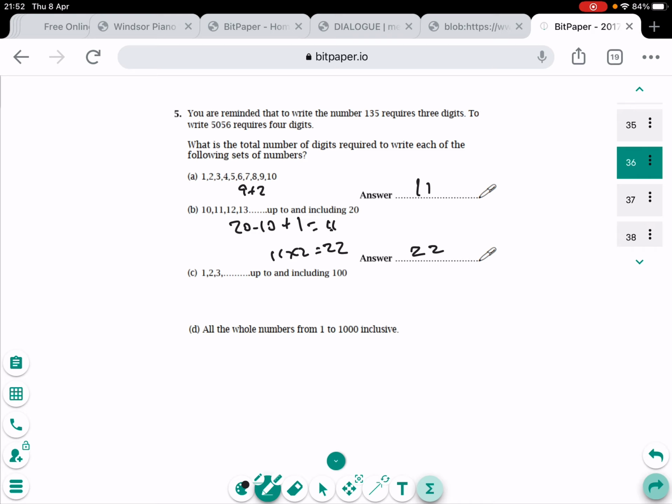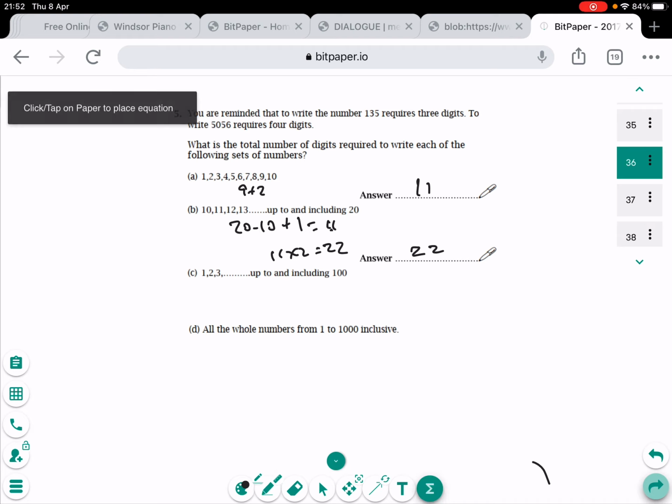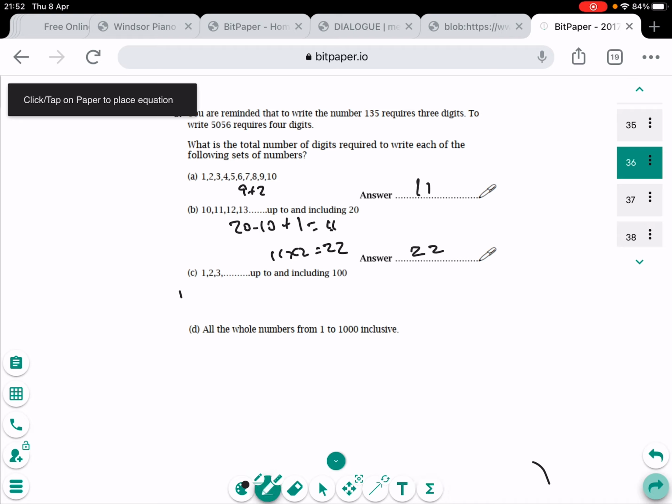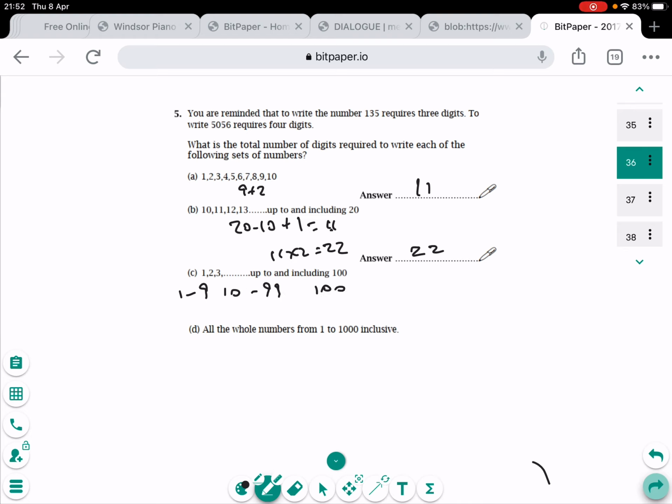And 1, 2, 3, 4, 5, 6, 7, up to 100. So let's categorize this into 1 to 9, so single digits, 10 to 99, and 100. So you know that there's 9 over there. 99 minus 10, 89 plus 1, 90 times 2 digits, which equals 180 plus 3. So 180 plus 3 becomes 189.